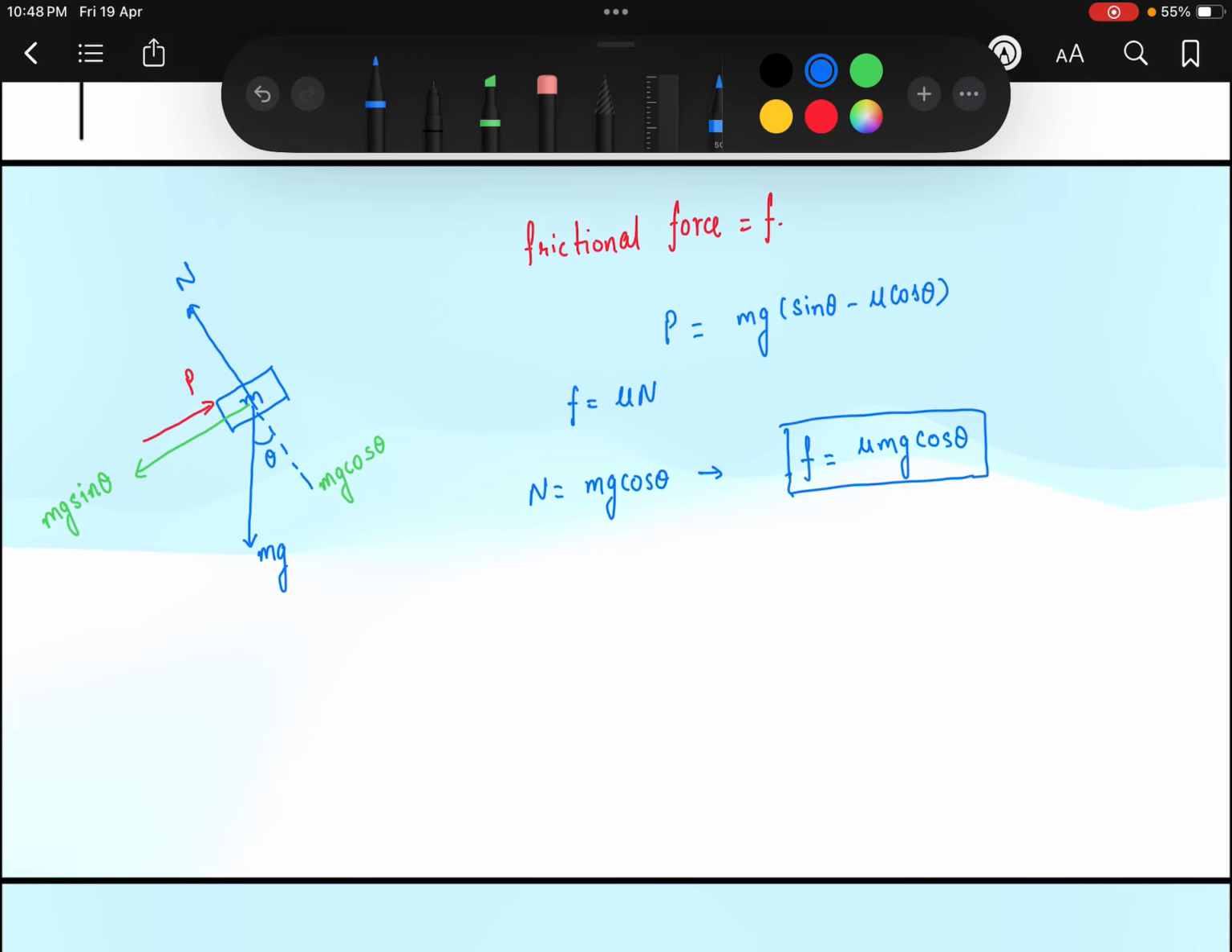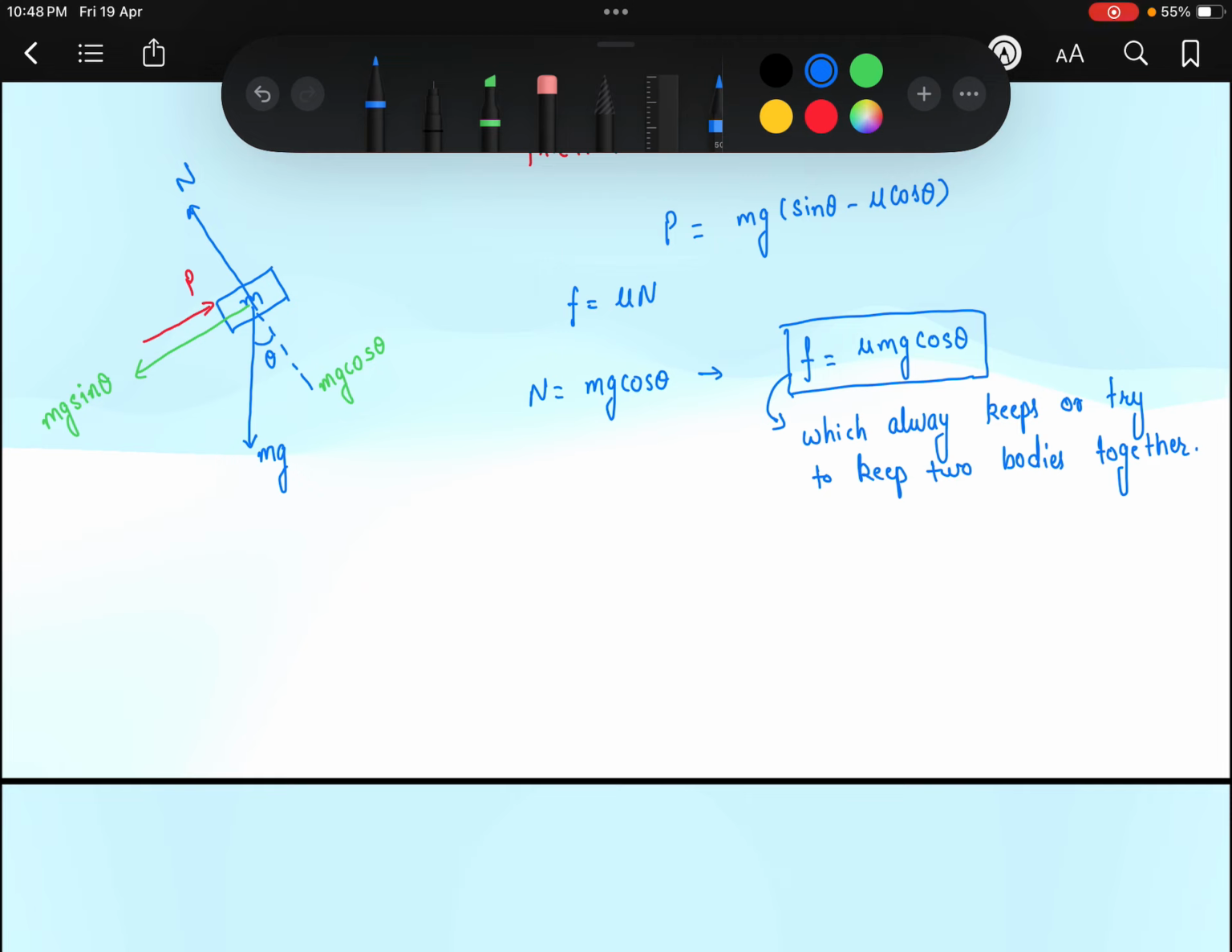Now we should take care of the thing that what friction actually does. So friction is like the force which always keeps, or tries to keep, the two bodies together. Okay.